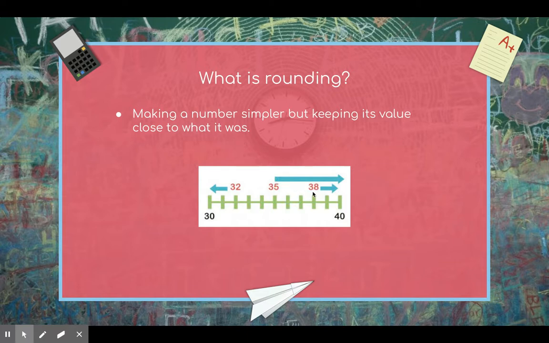So here is an example of rounding. Here is a number line from 30 to 40, and they give you 3 numbers: 32, 35, and 38. If I ask you to round these numbers to the nearest 10, as you can see here, these arrows point to the numbers that they're closely rounded to. So 32 would be rounded to 30, 35 and 38 would be rounded to 40. And I'll explain just why in the next slide.